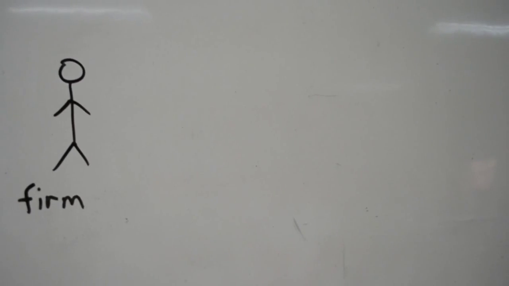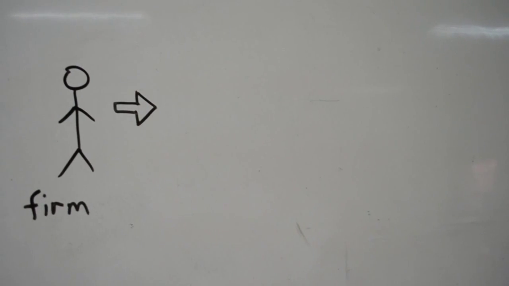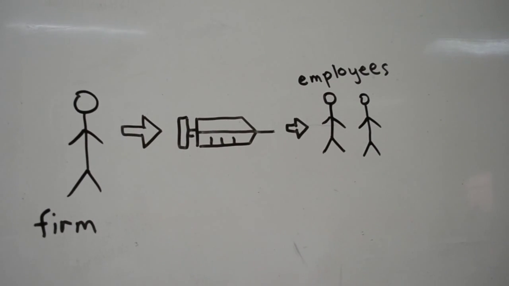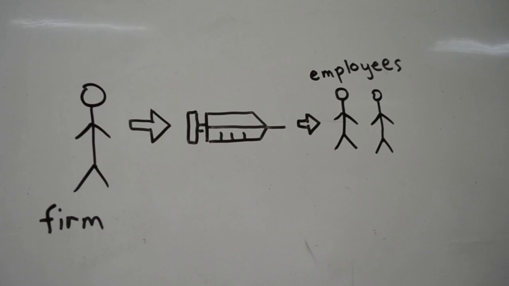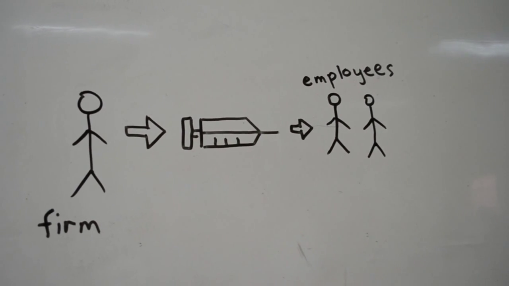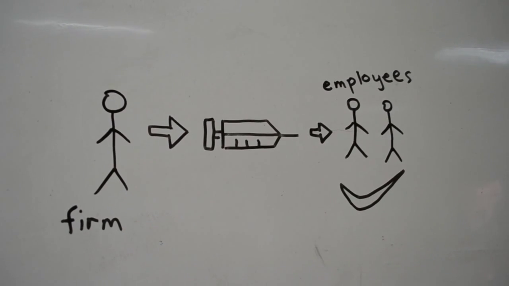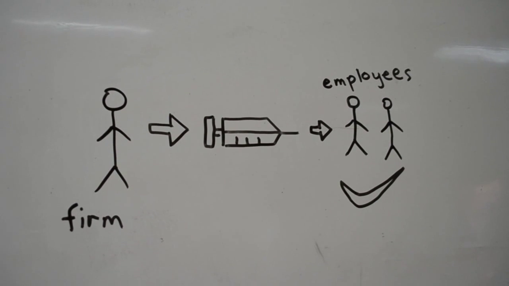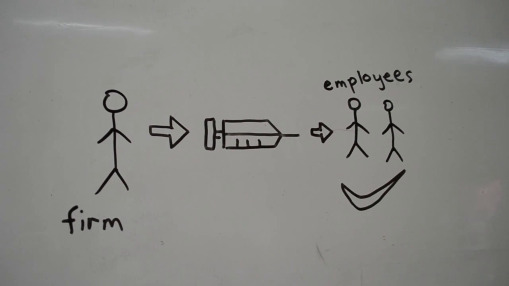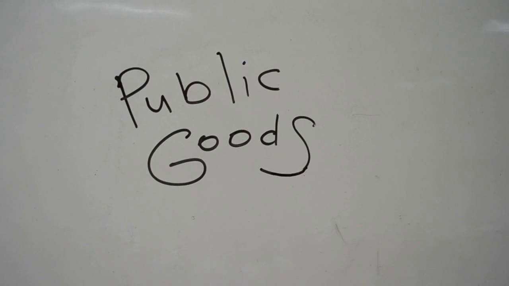For example, a firm provides its employees with free vaccination against a communicable disease. Once immunity is achieved, people outside the firm also benefit from the reduced danger of contracting the disease. In both cases mentioned above. Public goods.